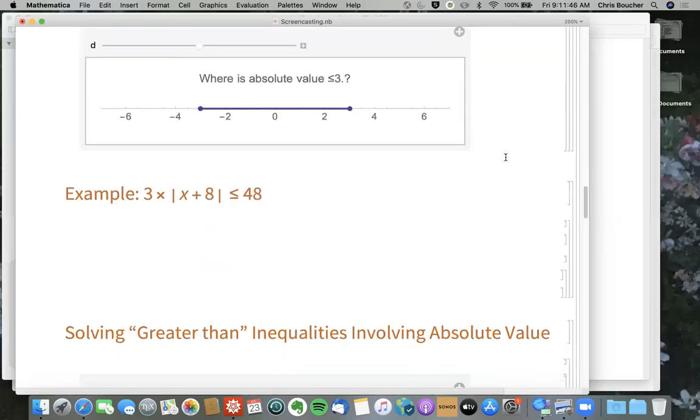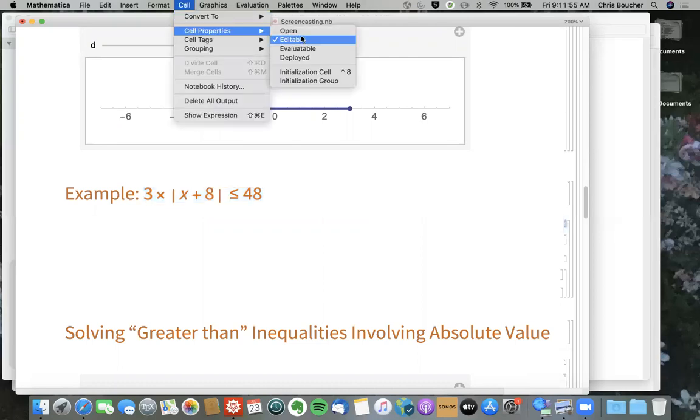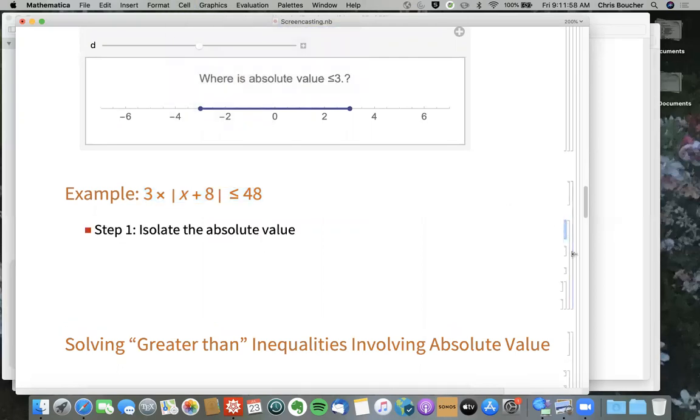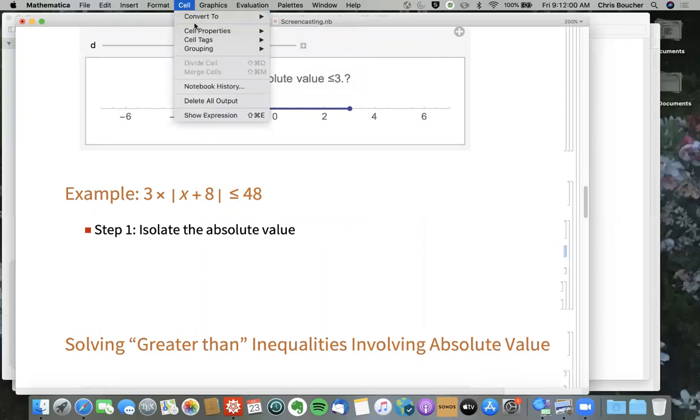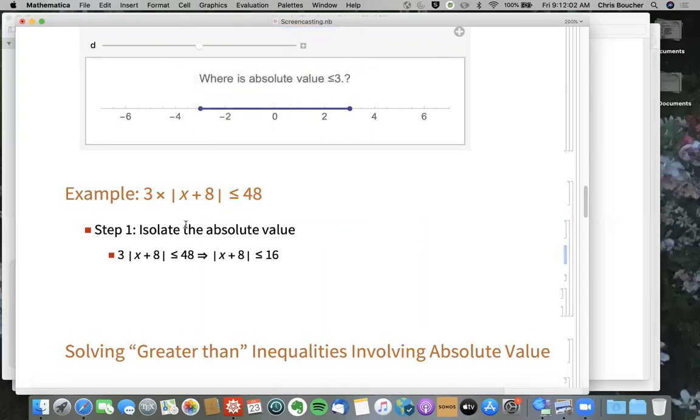Okay, so how does that help us when it comes to a more complicated absolute value inequality like this one? Well, again, step one is to isolate the absolute value. So here, to do that, I just have to divide both sides by 3. Right, so when I divide both sides by 3, I get this inequality. 48 divided by 3 is 16. And again, I have on one side of the inequality only the absolute value with nothing else, right? So that's the first thing that I want to do.